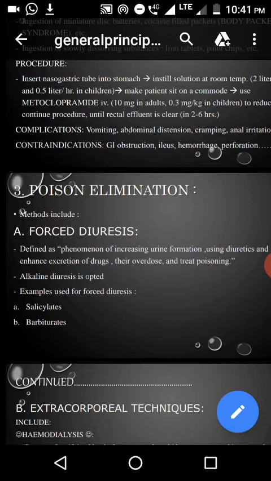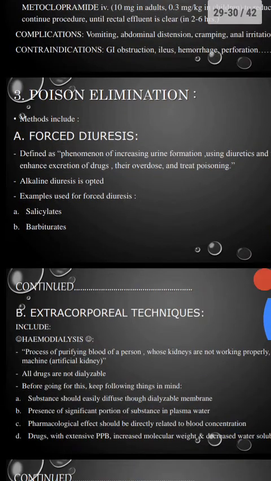So if you use diuretics, they form more urine. This promotes the excretion of the poisons in the urine, which causes a decline in the concentration of poisons. So you can use diuretics. Especially, the type of diuretic generally used is high potent diuretics, especially furosemide.